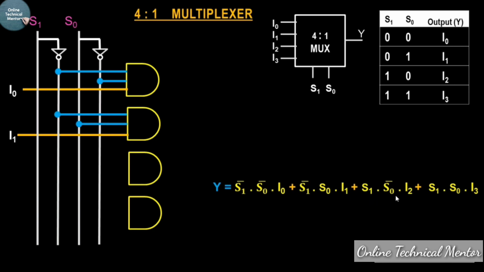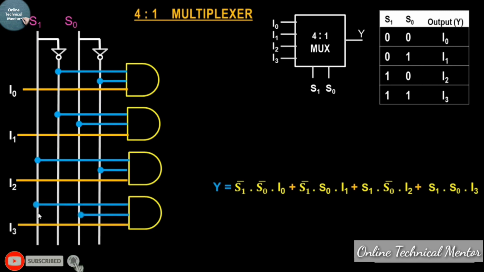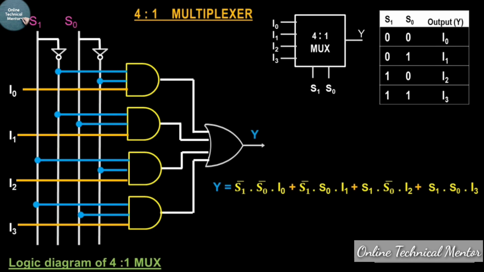Similarly, for the third min term, S1 dot S0 bar and I2. This is the S1 line, then from S0 bar and the I2 line. And the last term is S1 S0 I3. So draw connections from S1 and S0 and draw a separate I3 input line. All these AND operations are now connected with an OR operation. Look at the Boolean expression. So all these AND gates are connected with an OR operation. Now the output of all the AND gates will be the input of a single OR gate, and finally you will get the Y output.